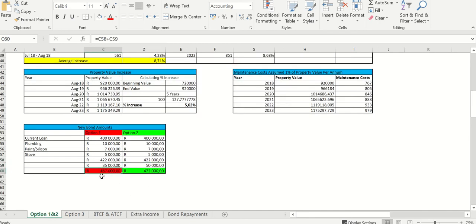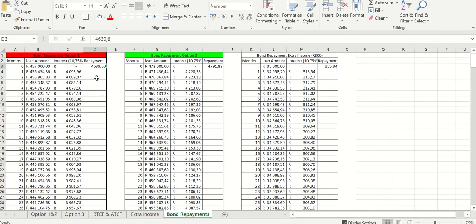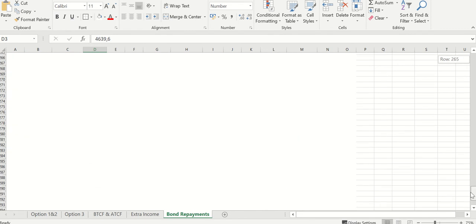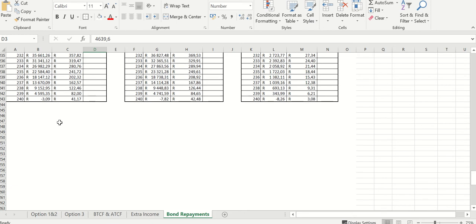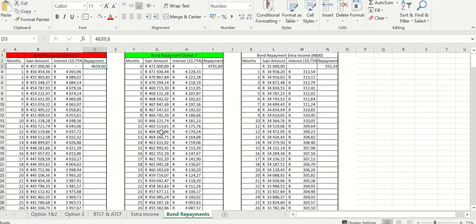So for these bond amounts in option 1 and 2, I was able to calculate the bond repayments. This was a bit of plug and play, just ensuring that over the full 20 years the full bond pretty much gets paid off. I had to literally use a bit of plug and play to ensure that it is accurate, and the repayment for option 1 and option 2 is very accurate.